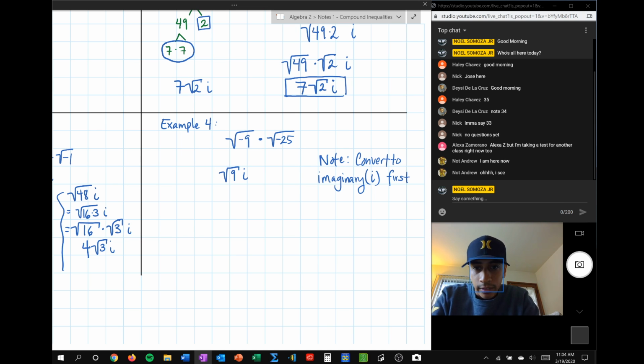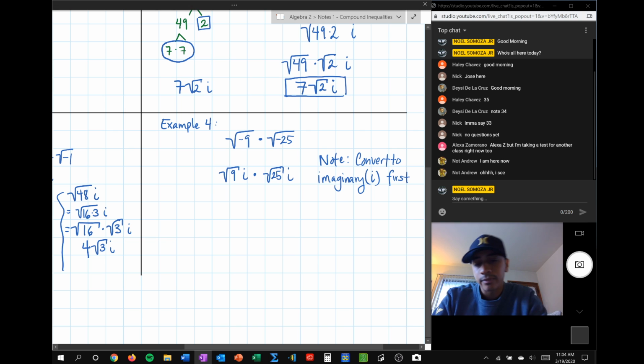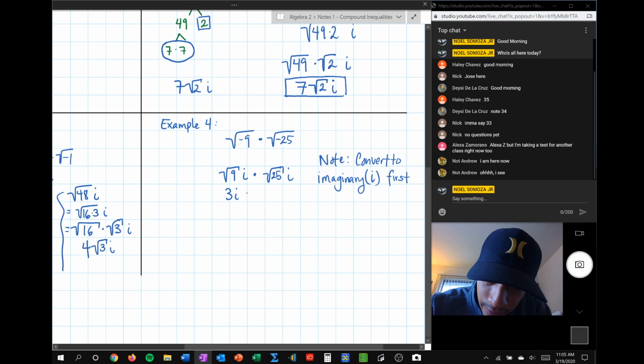You'll see what happens. Okay, so now that means that is the product times, now I have the square root of 25i. Okay, now that the i's are outside, now I can go ahead and take the square roots of 9 and the square root of 25. Okay, we know what those are. The square root of 9 is 3, so we get 3i. The square root of 25 is 5i.